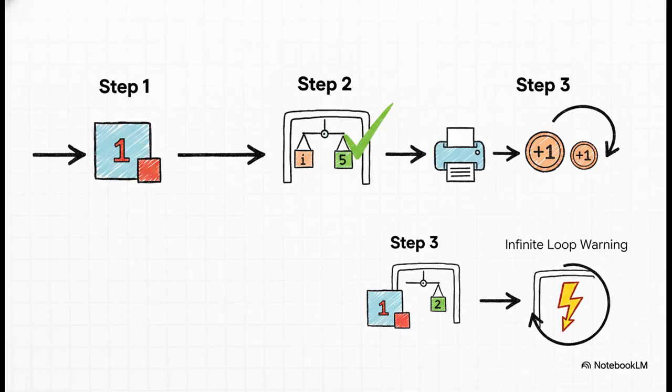Now, the while loop is a bit more involved, but it's every bit as powerful. Notice the 3 key parts here. First, we start a counter i at 1. Then we check the condition. While i is less than or equal to 5, we run the code. And this is absolutely critical. We increase i by 1 at the end of each loop. If you forget that last part, you create an infinite loop. And trust me, nobody wants that.